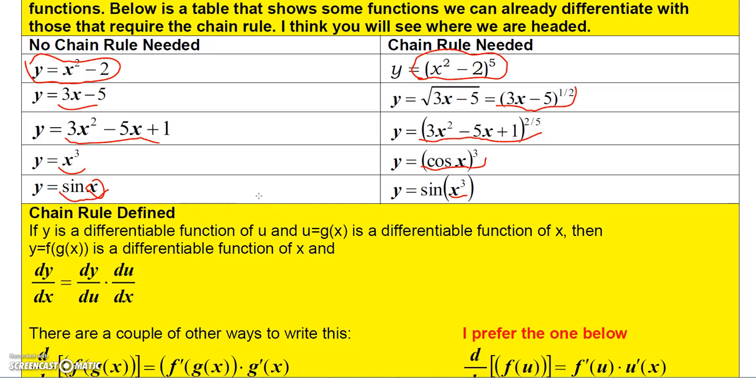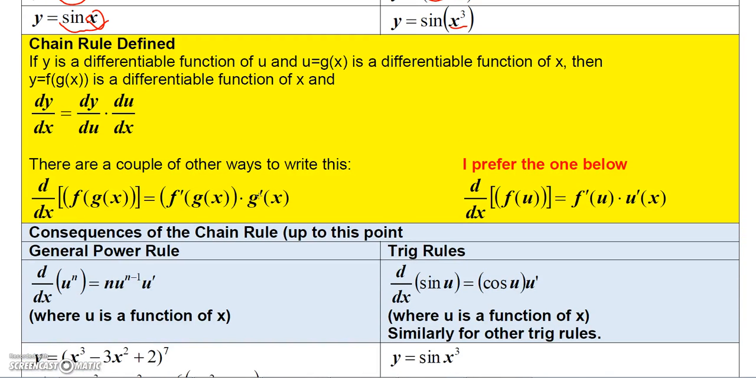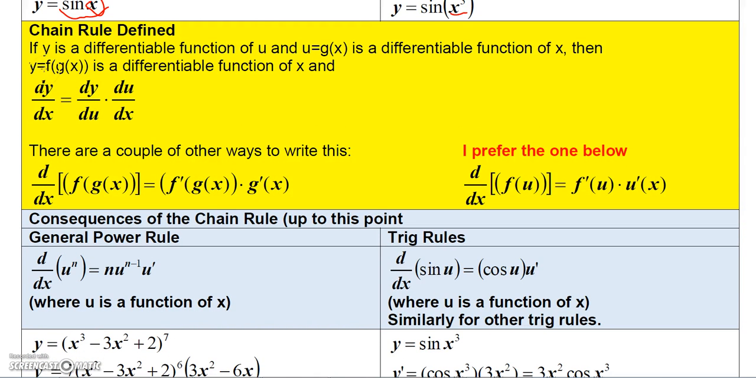Okay. Basically, the formal definition of the chain rule says that if y is a composition of two functions f and g, where g of x is u, then the derivative of y with respect to x can be written as the derivative of y with respect to u, times the derivative of u with respect to x.